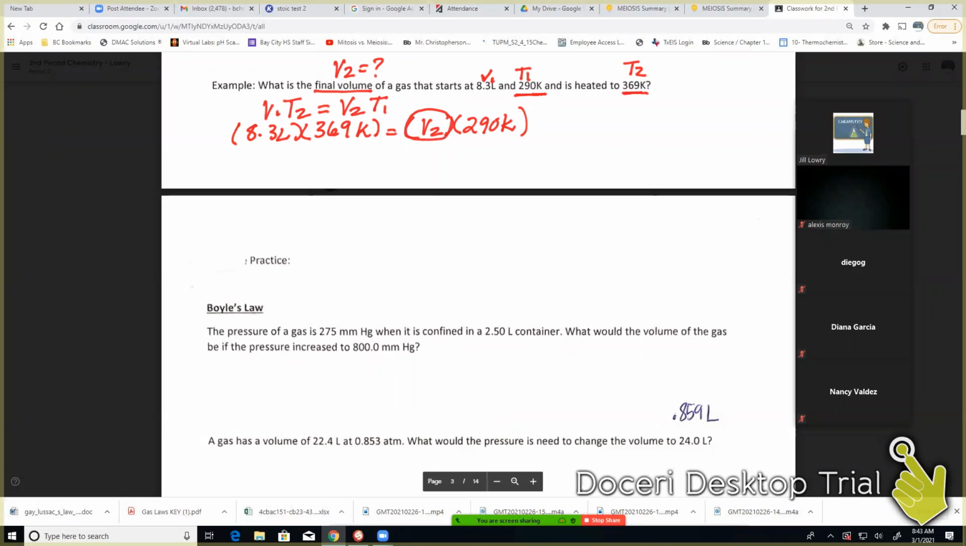I need to get V2 by itself. So what am I dividing both sides by? Perfect. 290 K, and over here, 290 K. That way it gets rid of this. I'm only left with V2, and then this side is what goes in my calculator. 8.3 times 369. I'd get myself an answer and then come back and divide by 290.